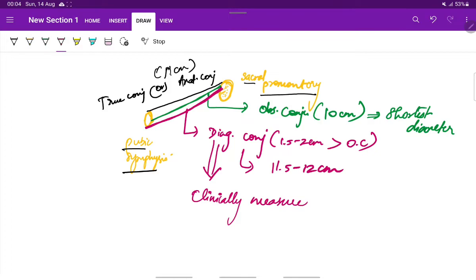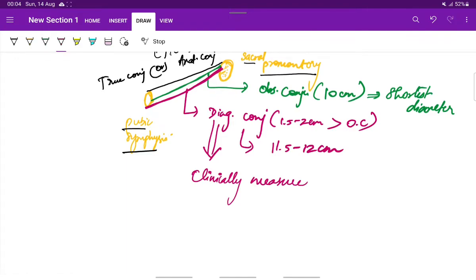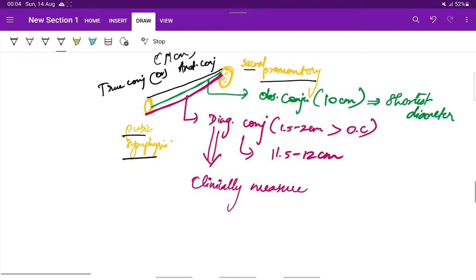So, the diagonal conjugate is the one that we measure using bimanual pelvic examination, which is 11.5 to 12 centimeters, that is 1.5 to 2 centimeters more than the obstetrical conjugate. So, to find the obstetrical conjugate, we need to subtract 1.5 or 2 centimeters from the diagonal conjugate. These are the three anteroposterior diameters of the inlet.